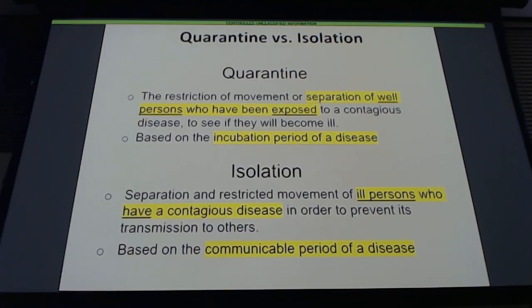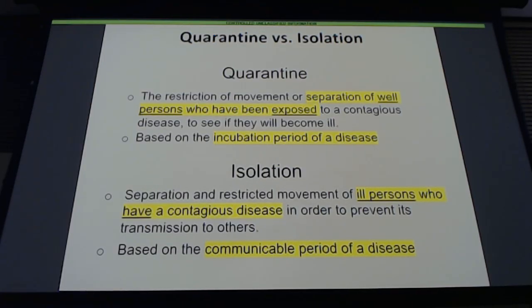Okay, some more definitions for you guys. Quarantine, separation of well persons who have been exposed to contagious disease. Okay. Keyword here for quarantine is well person. Someone who's still healthy, right? So say, for example, you had COVID, I came next to you. Now, I may have been exposed to COVID. I will be put in quarantine even though I have no symptoms. I'm still healthy, I'm not sick.